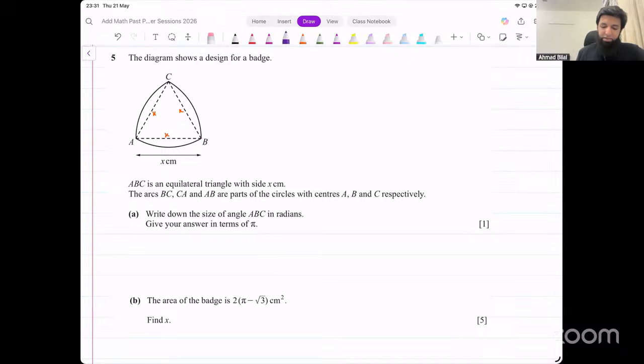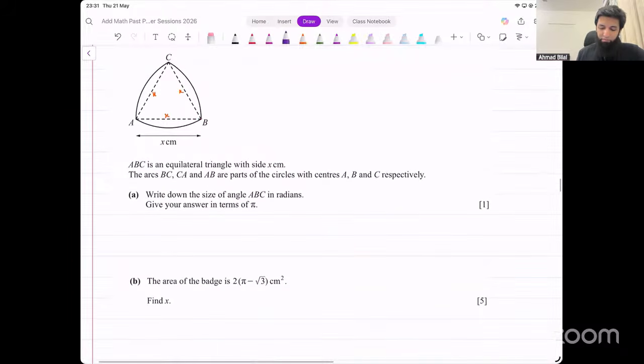Okay, now they're saying ABC is an equilateral triangle. Okay, we've read that already. Write down the size of the angle ABC in radians. It's an equilateral triangle. Each angle is 60 degrees, in radians that is pi over 3. So you just write that. That's just one mark. Just write that number. Take it, pi radian is 180 degrees. Divide that by 3. That's pi over 3.